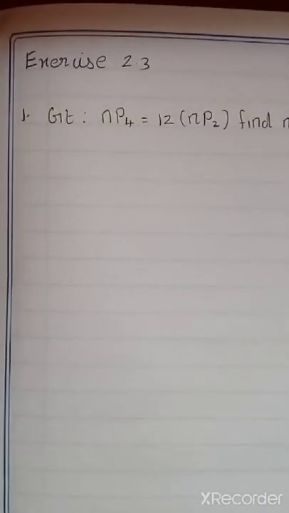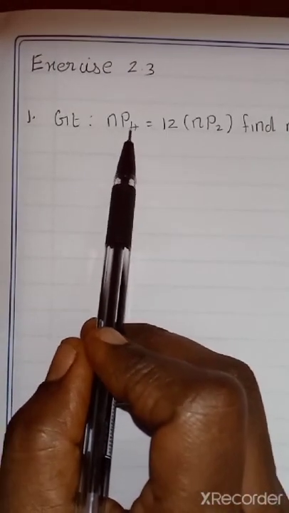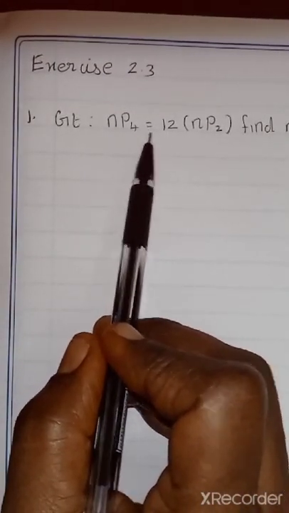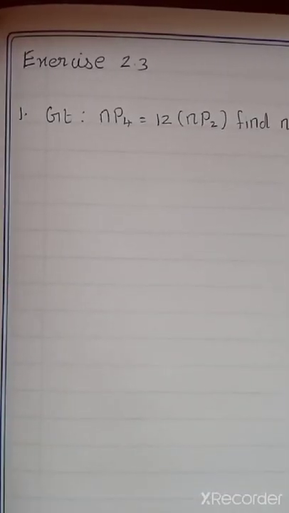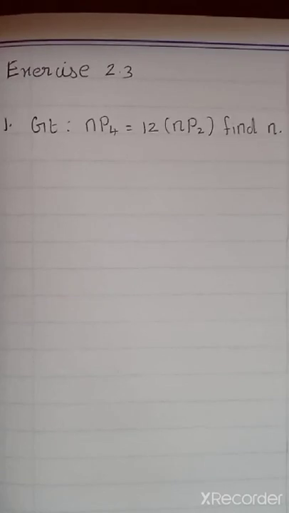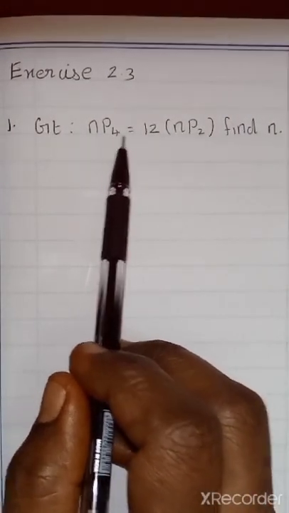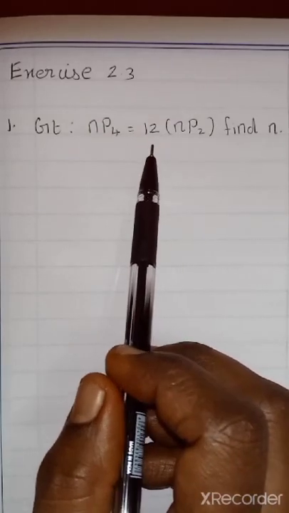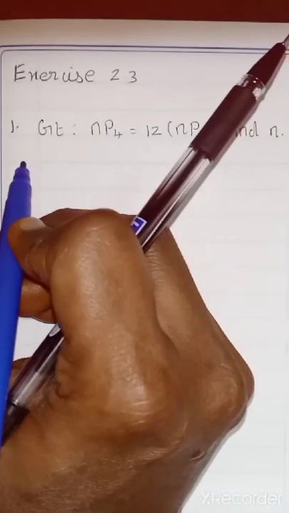Shall we get into the exercise? Take your exercise 2.3, first question. What is given? nP4 equal to 12 of nP2. We want to find out your n value.